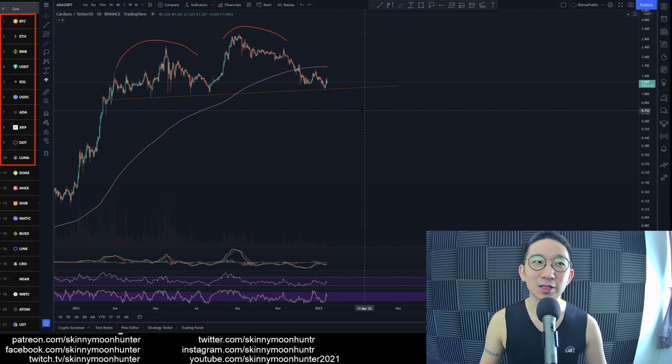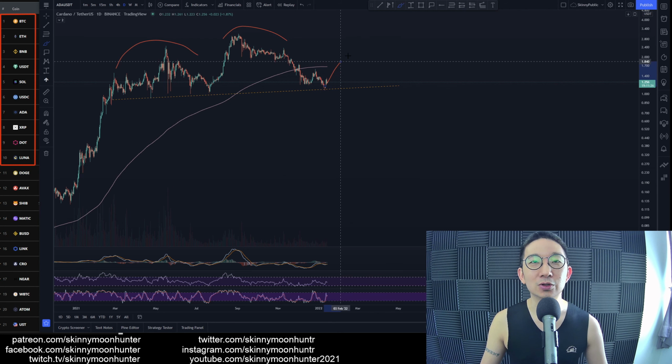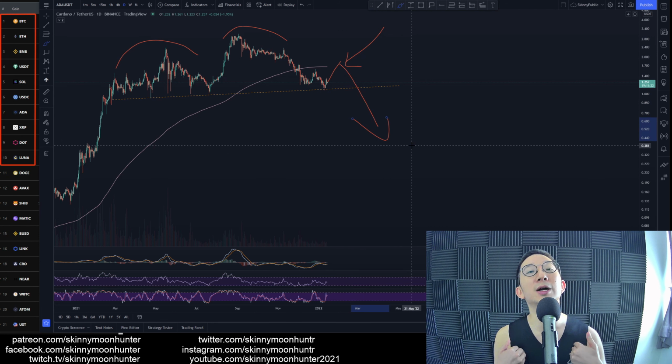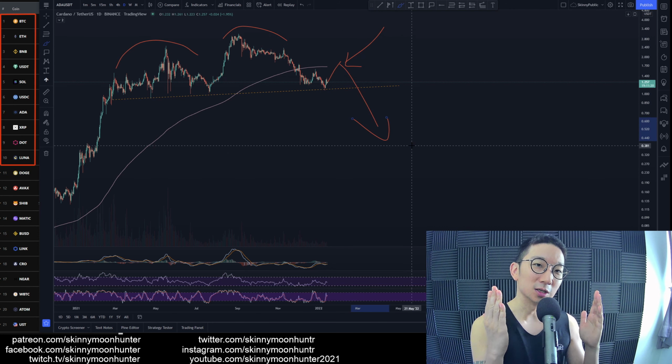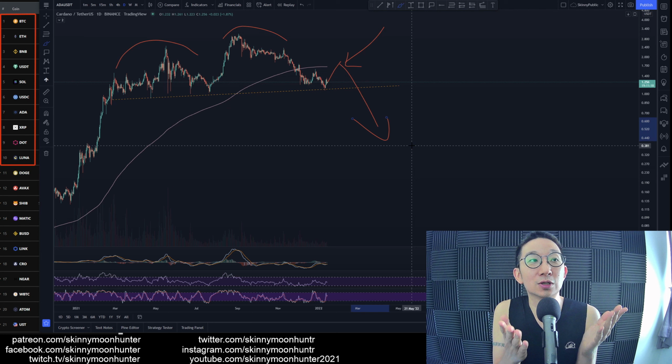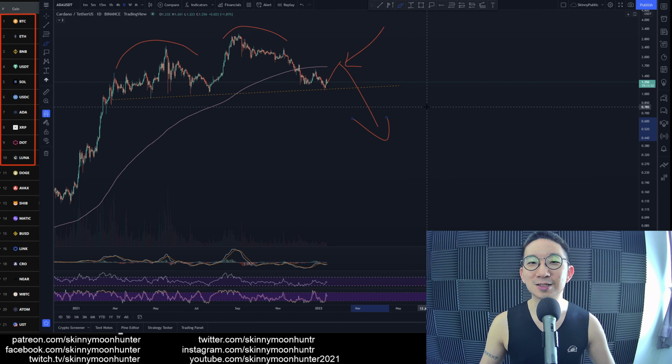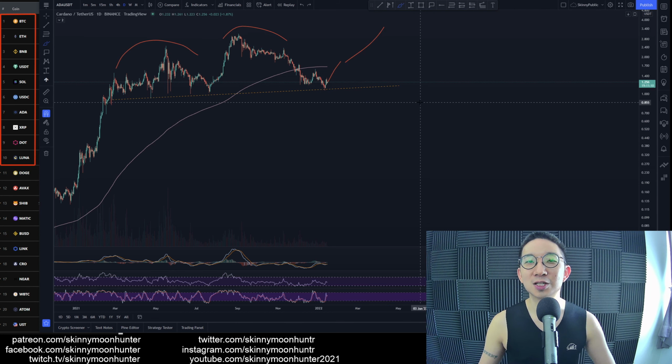So to be honest, even if we do a rally, I feel like this would be a very good opportunity to enter shorts towards the downside, in my opinion. But we need to see how the wheels of ADA are manipulating the price of ADA first. We need to see how they behave, right? This is just how it is, right?